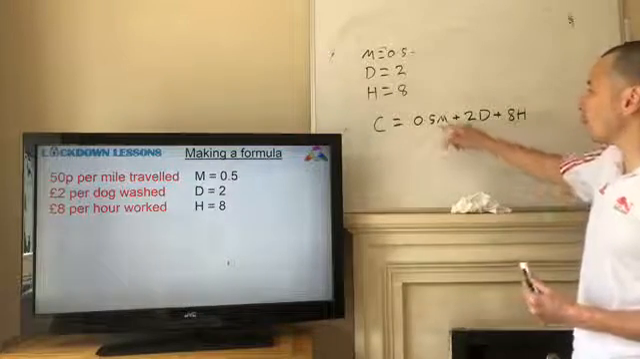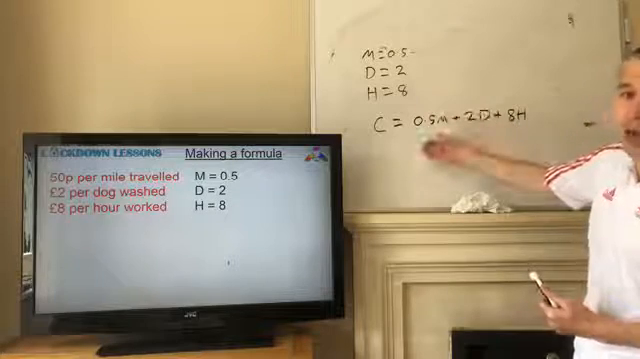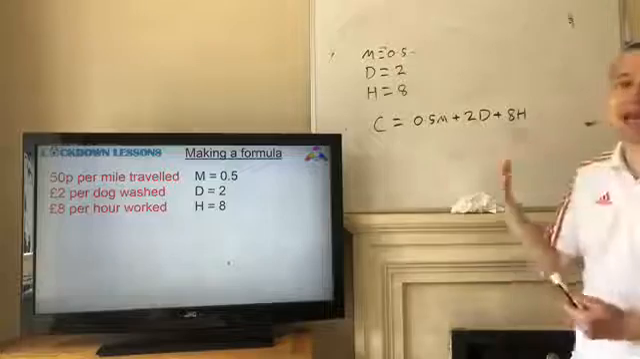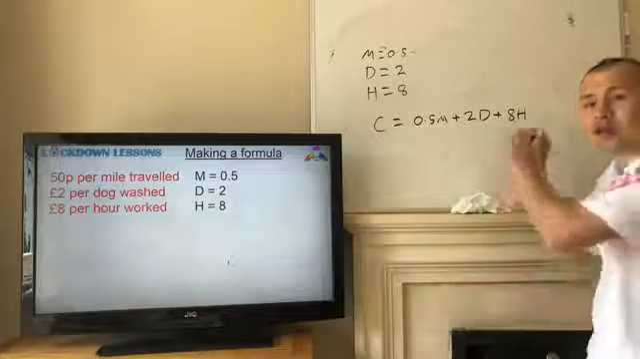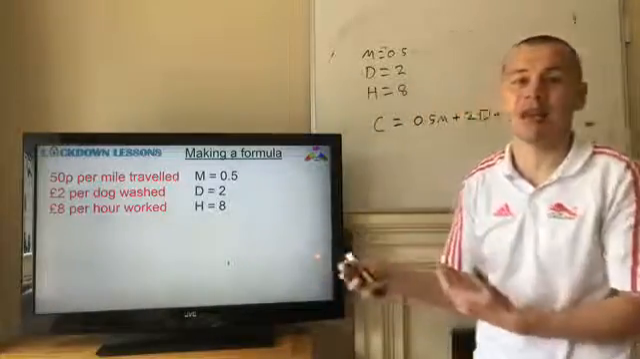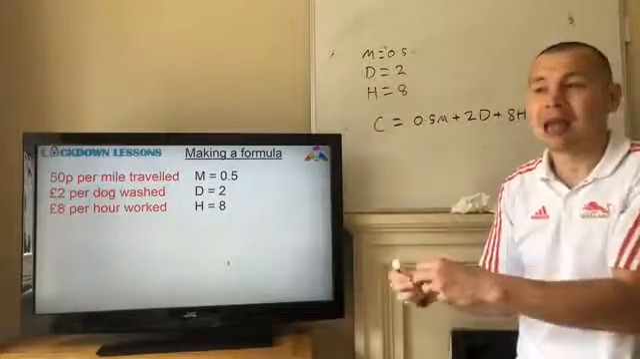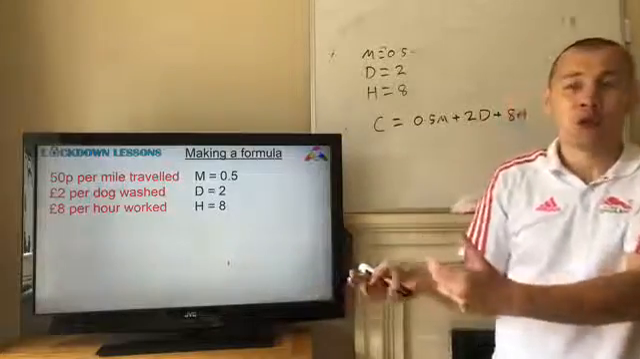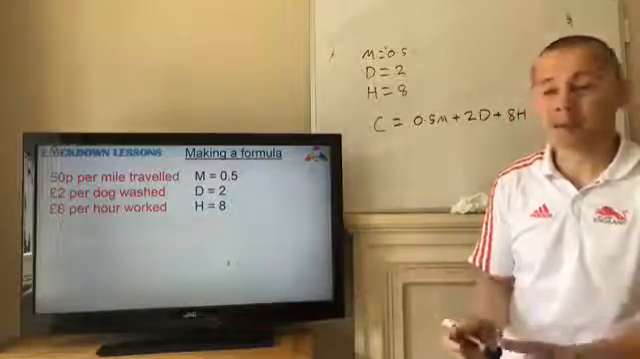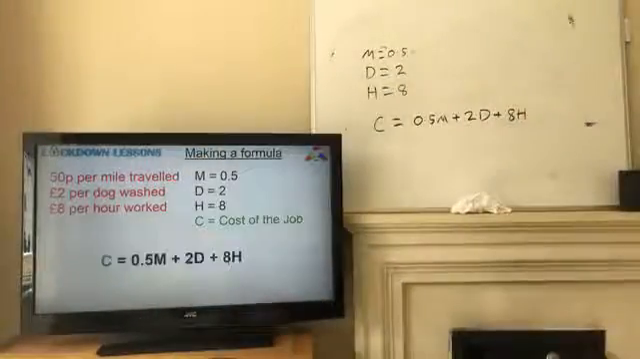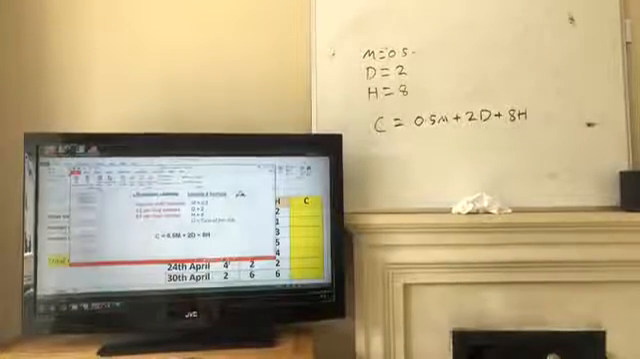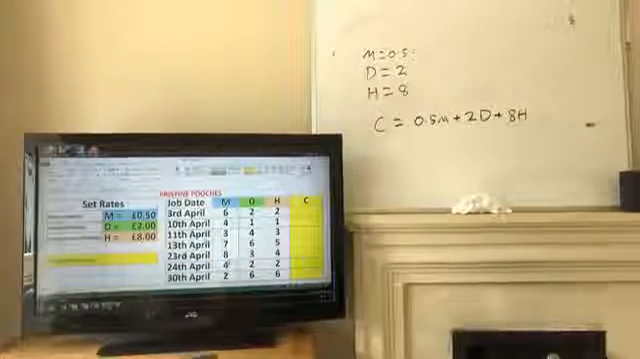And then we know we replace M with the number of miles we travel, D with the number of dogs we washed, and H with how many hours we worked for. So we can substitute it all in. Now, even better than that, we don't want to be substituting each time, do we? If we were doing this dog business, and then they say, how much do we owe you? We don't want to have to work all this out every time. It takes a lot of time, we might make a mistake. So that's our formula there, and we would use some sort of spreadsheet. Okay, and I've made a spreadsheet here.